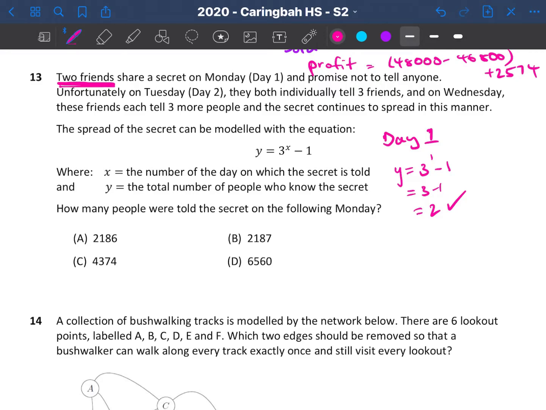The question now is asking how many people were told the secret on the following Monday. Now the following Monday makes that day 8. So all you need to simply do is sub that in. So you've got y is equal to 3 to the power of 8 minus 1, which makes it 6,560 people.